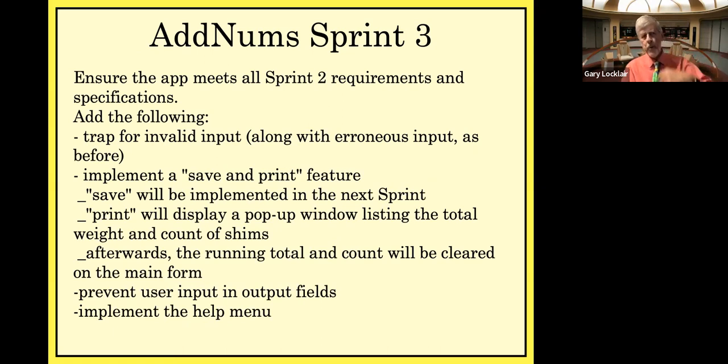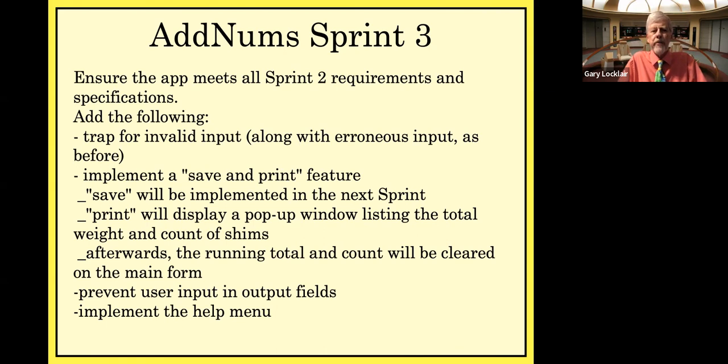Now add the following. Number 1, trap for invalid input. Whoa, I already did that. You trapped for erroneous input, like an A. What's invalid input? Let me give you 2 examples. Number 1, a negative weight. In the vast majority of apps, I typed in -1, and you dutifully added that. No, -1 is incorrect. Another invalid input would be 0. There is nothing that weighs either a negative amount or a 0 amount.